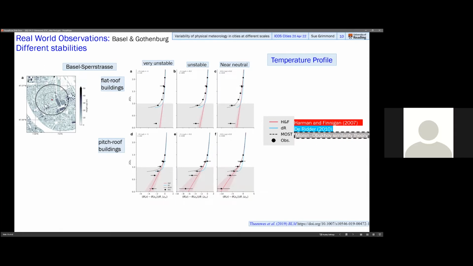We also can look at using the same approach for determining the temperature profile. There are fewer observations for that, but we also see that the Harman and Finnegan scheme does a reasonably good job of simulating that.